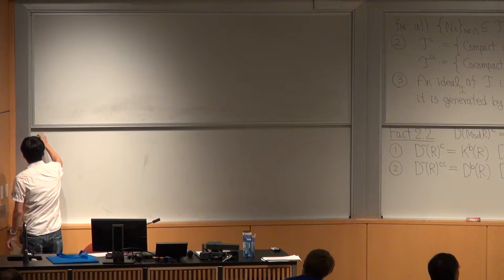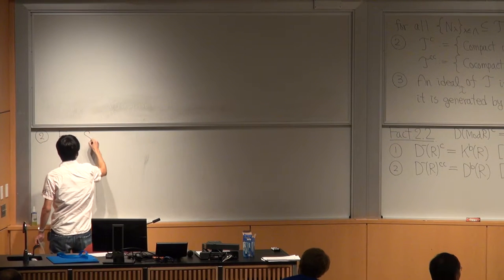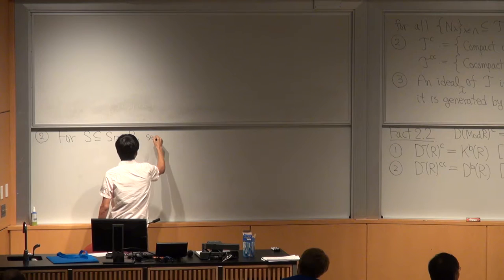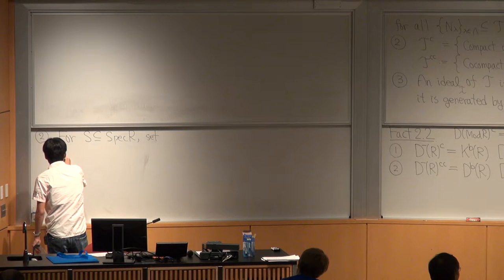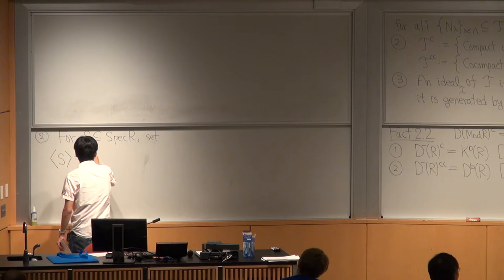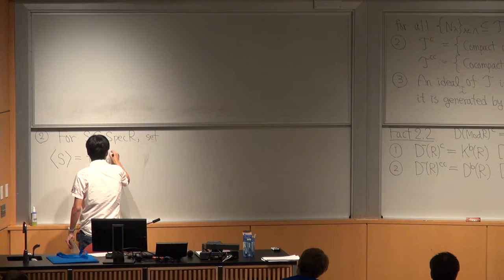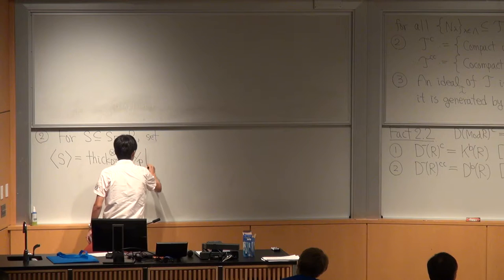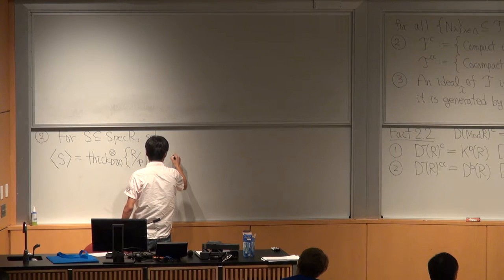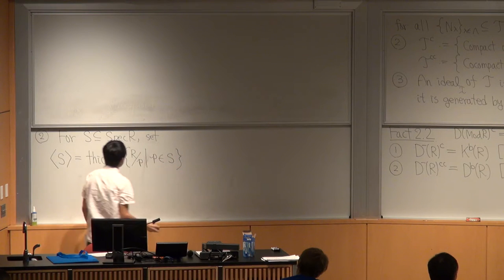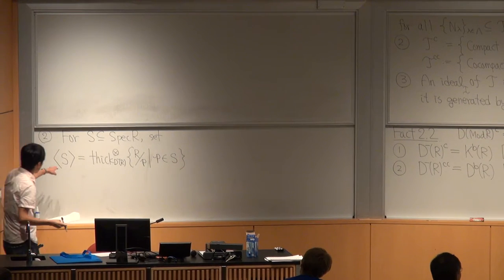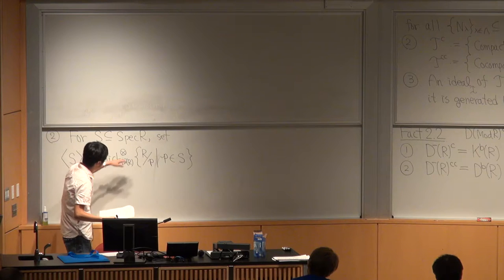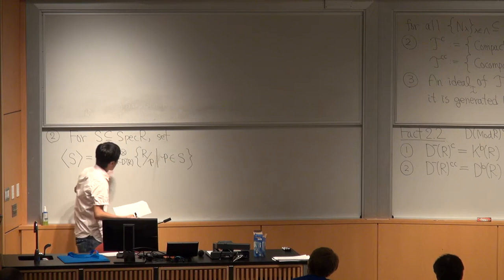And second, for a subset S of spec R, we set the bracket of S to be the thick tensor closure in D minus R of R mod P, where P runs through all prime ideals in S. So the smallest ideal of D minus R containing all of this.